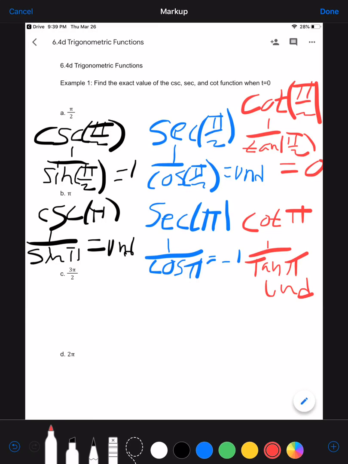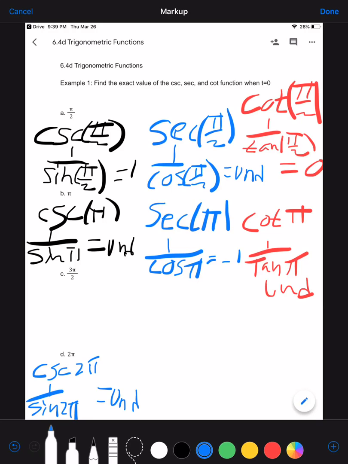Okay? So we're going to do one more, and then we're going to call it good for today. We're actually going to skip down to D and do that one, since we skipped D on the last one. Also because I'm running out of room to write. So we're going to do cosecant of 2 pi, or 1 divided by sine 2 pi. Check that in our calculator, and we get undefined.